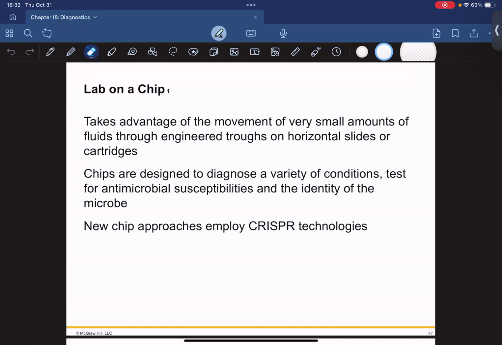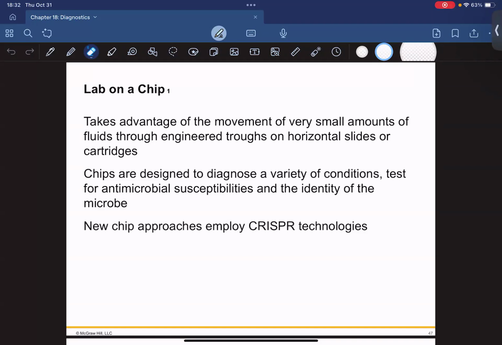So you can almost create an entire lab on a chip where you could incubate a patient sample with this chip and get DNA or antibody antigen responses all on that one chip, plug it into a machine that's calibrated to that chip, and it tells you what disease your patient has. You don't need a whole freaking lab anymore. You can just do that right there.